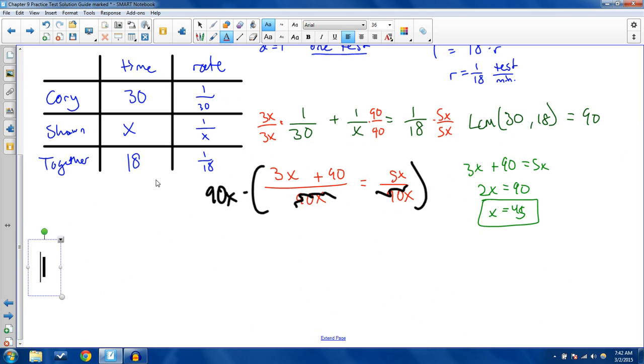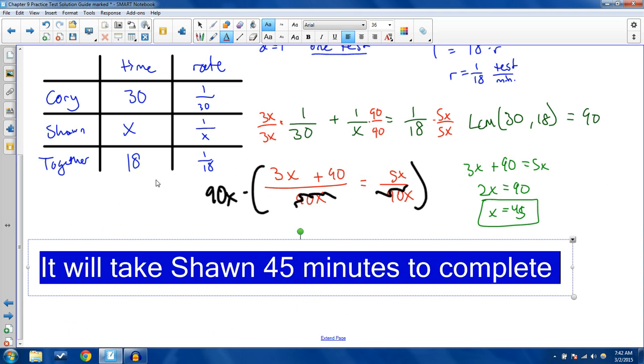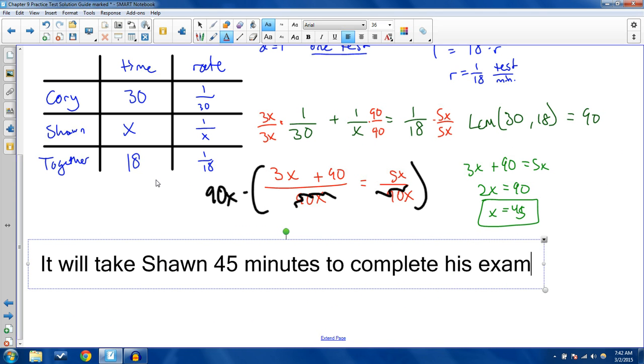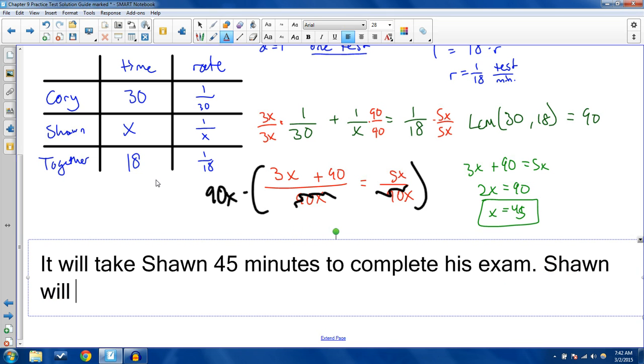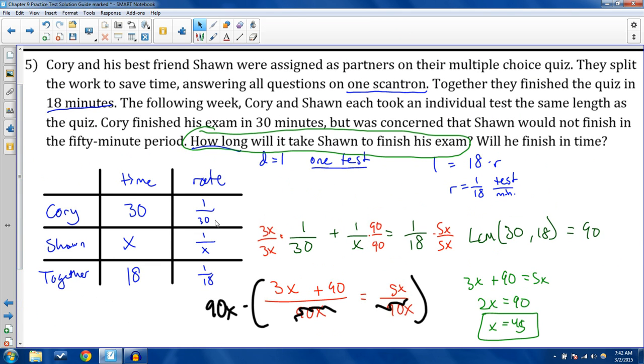And say it will take Sean 45 minutes to complete his exam. The question is, will he finish in time? They said it was a 50-minute period, so Sean will finish in time. Awesome. That's answering the question. Remember, it's not just solving for x, it's figuring out what they're asking. They might even ask for his rate. They say, what's his rate? You'll say 1 over 45 tests per minute.